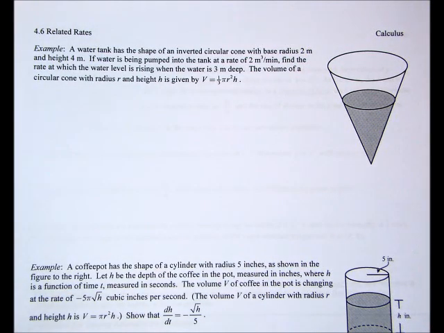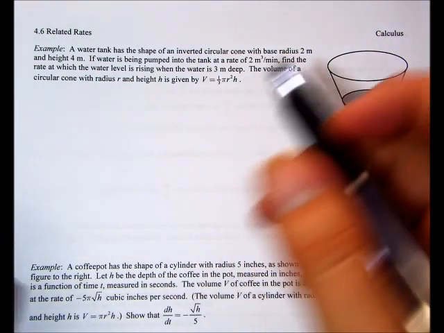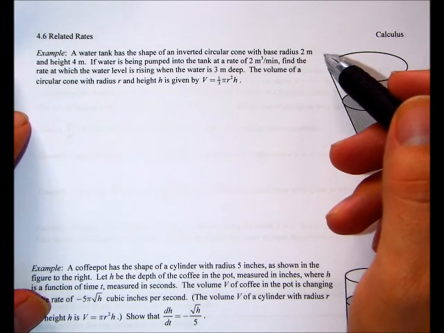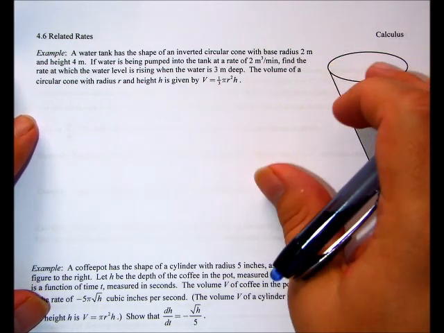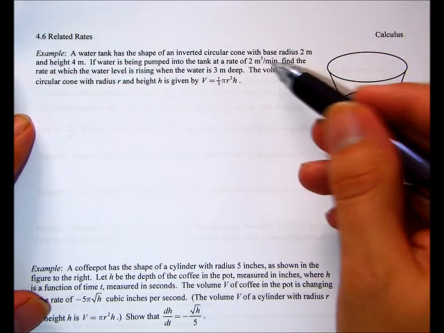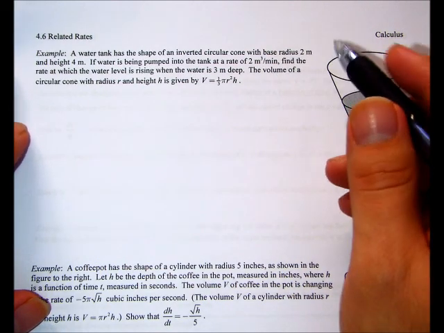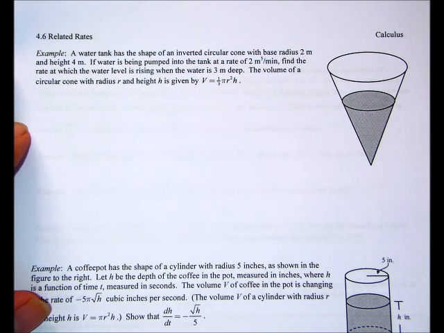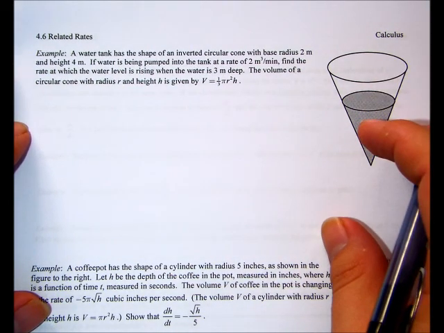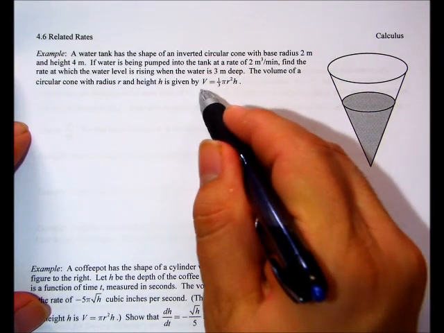All right, here's some examples on related rates. A water tank has a shape of an inverted circular cone with a base radius of 2 meters and a height of 4 meters. If water is being pumped into the tank at a rate of 2 cubic meters per minute, find the rate at which the water level is rising when the water is 3 meters deep. The volume of the water of the circular cone is given by this formula.